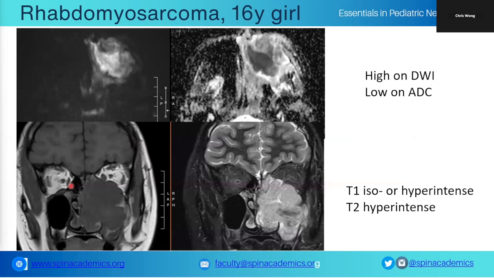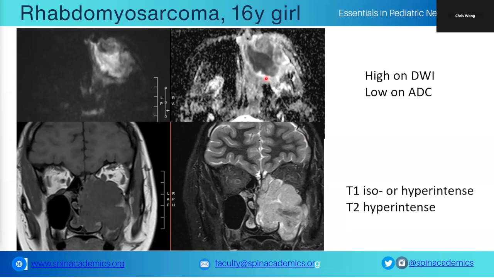So we have the DWI here. You may appreciate the high signal on DWI and the low signal on the ADC map. As mentioned, orbital cellulitis or even abscesses can sometimes present similarly. And this DWI will be very useful because if there is a central necrotic part with restricted diffusion, then it will raise the concern that it may represent an abscess.